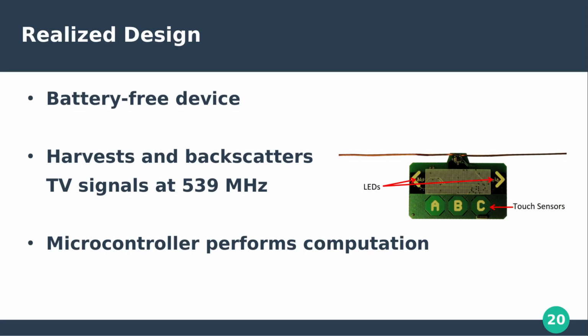There are 2 LEDs and 3 touch sensors, as you see on the bottom of the board, in A, B, and C. And you'll see that these are used for an application later in this presentation. So, the authors created this prototype, which is battery-free, can harvest power, and backscatters TV signals at 539 megahertz, which is typically what TV towers in America use. And then this is connected to an MSP430, which performs any computations that this ambient backscatter device needs.